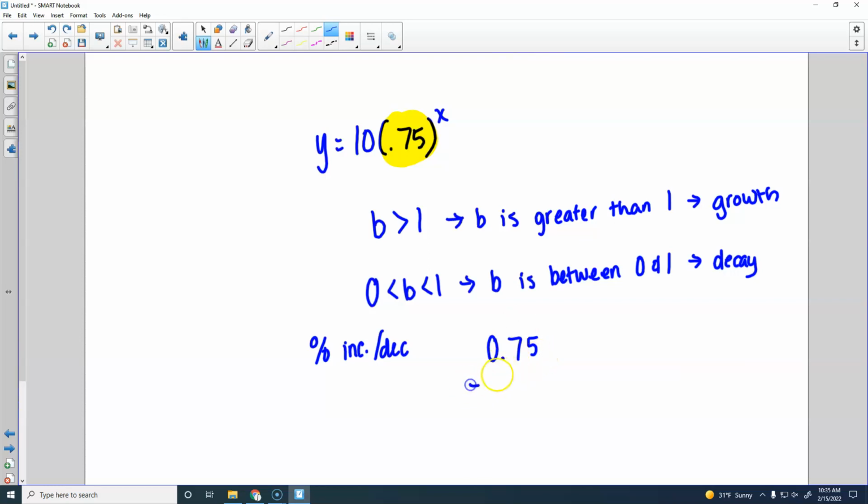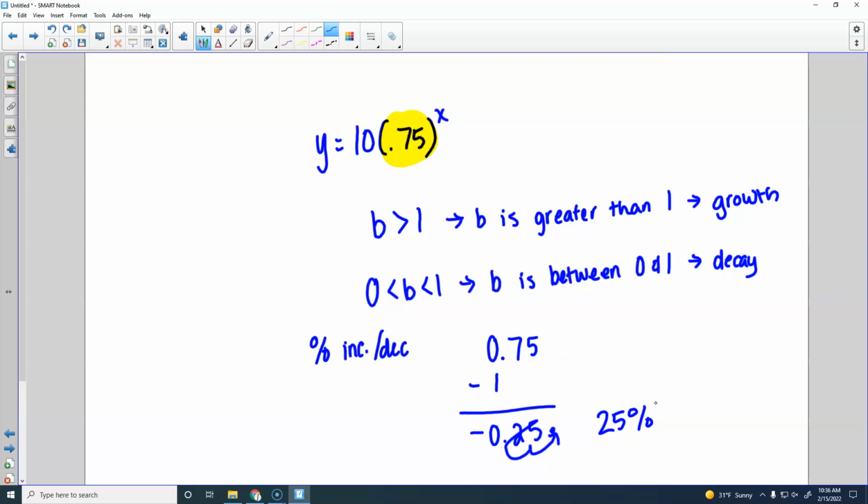So you would subtract 1, which in this case would give you negative 0.25. And then you would move that decimal 2 places. So you get 25. Okay, so same thing every time. Subtract 1, move that decimal 2 places. All right, questions? Other questions?